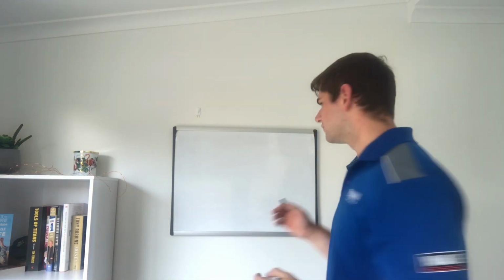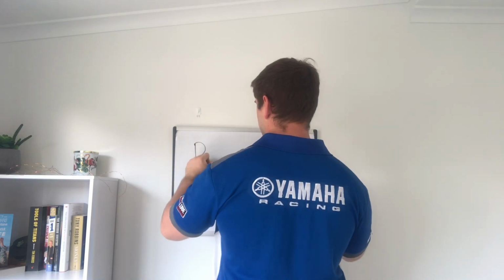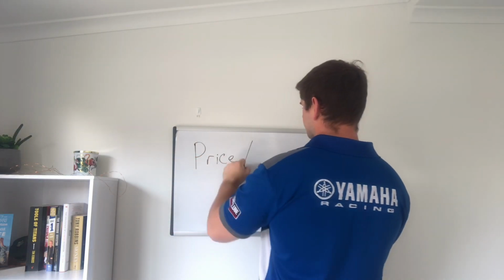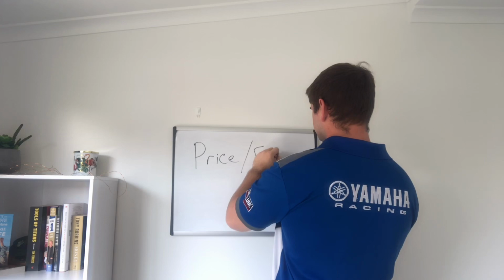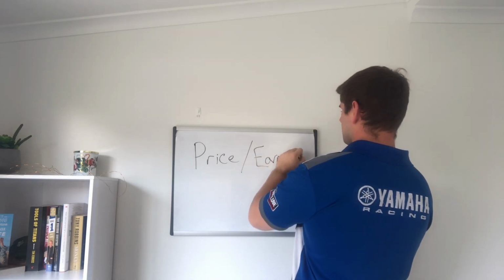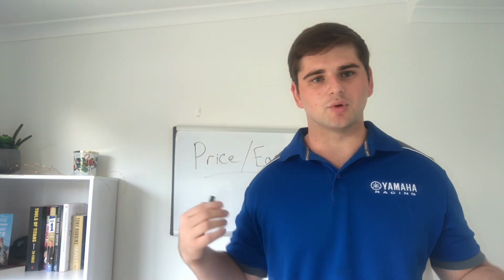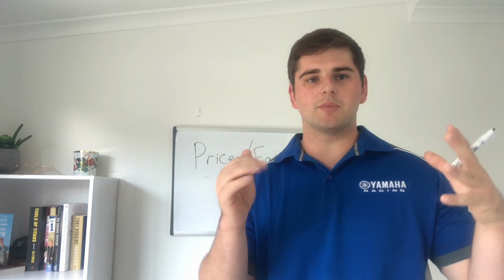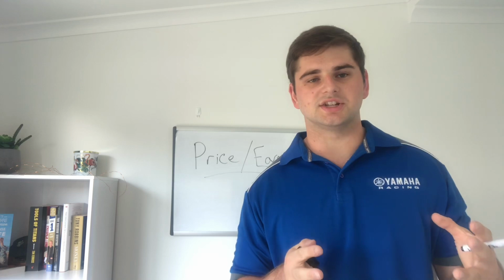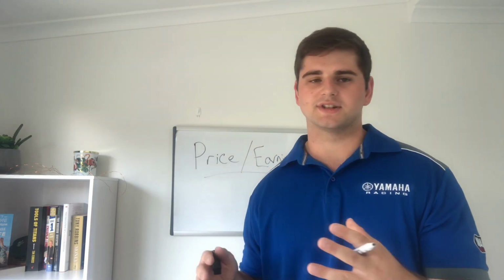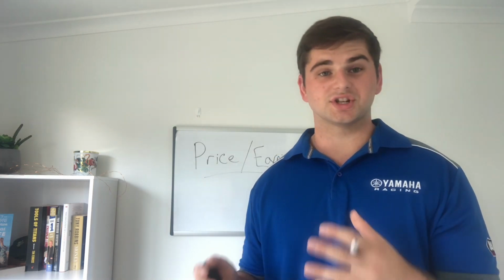So today we're going to talk about one of the most commonly used valuation metrics out there in the stock market, and that's the PE ratio. What the PE ratio stands for is price to earnings ratio, and the formula is basically that simple. It's a ratio of how much the company earns each year versus the price that investors are willing to pay for shares in that company.